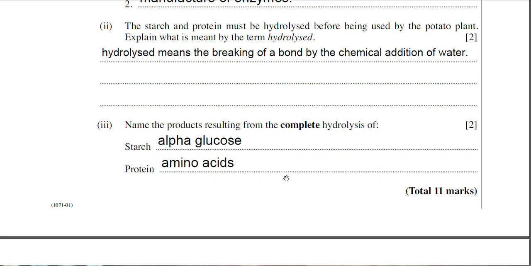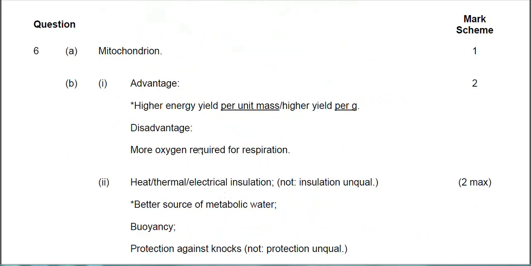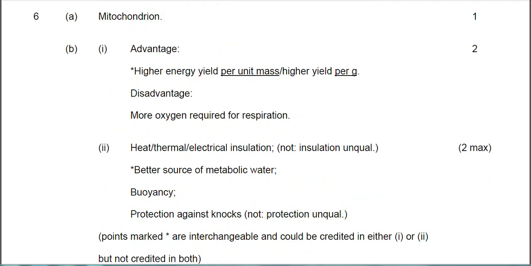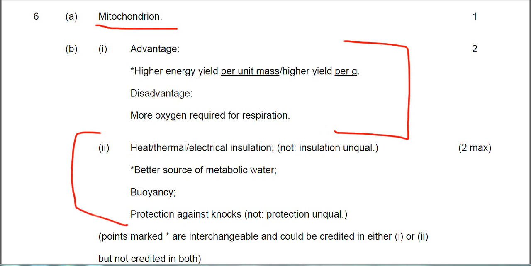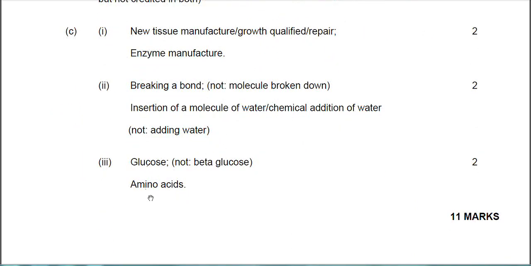There we go. So that's question six completed. If we have a quick look at the mark scheme, there it is. I don't think there's anything unusual in this mark scheme. Okay, you can look at the marking points yourself. There's the advantages and disadvantages, functions of the lipids there. Okay, scrolling down, function of proteins for part C. What does hydrolyzed mean is there, and lastly glucose and amino acids being the products of complete hydrolysis of starch and proteins. Okay, that's the end of question six.